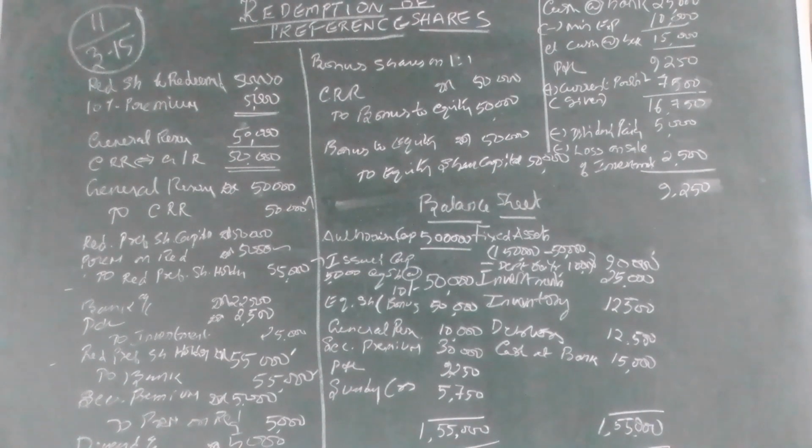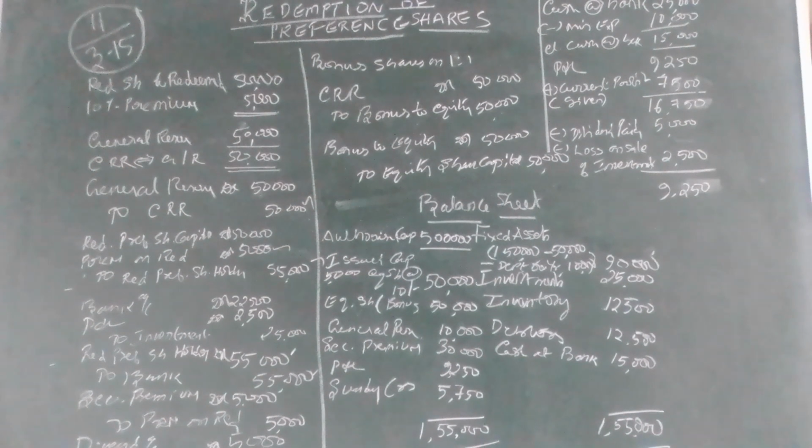So first, the amount of redeemable preference shares given in the balance sheet in the question is 50,000, and it is redeemed at a 10% premium, that comes to 5,000. So the total amount of redemption is 50,000 plus the premium. And how is the 50,000 utilized? The 50,000 is used from the general reserve. That means the redemption is carried out with profit.